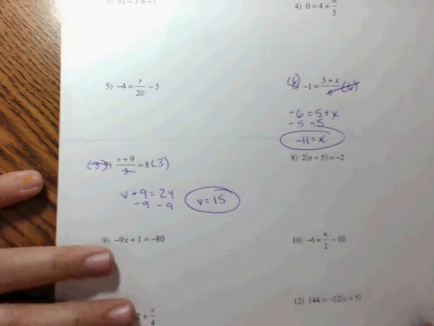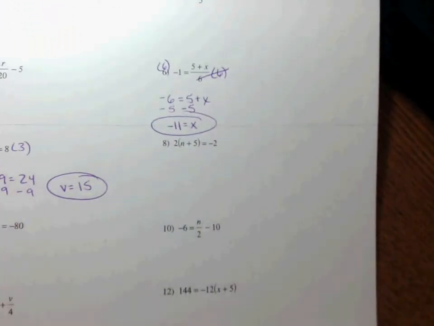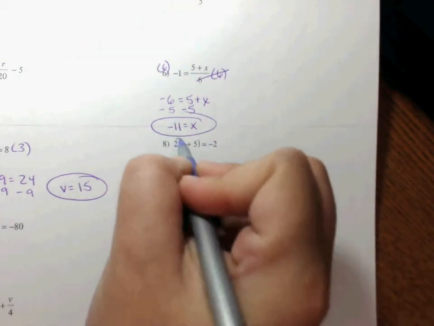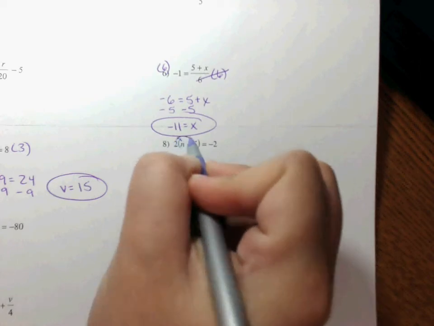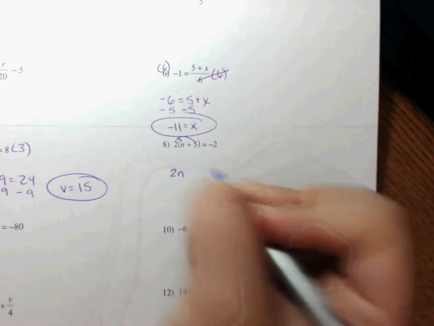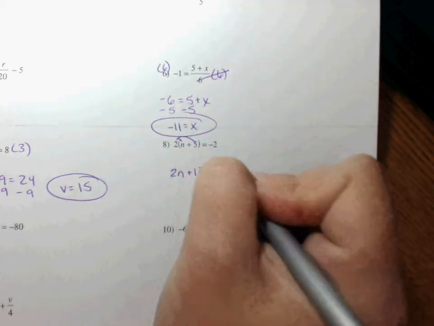Okay. On 8, does anyone know what this is called, where we have the number outside the parentheses? What do we do there? Okay, that is distributive property. We are going to distribute the 2. When the number is outside the parentheses here, we're going to multiply it times the first number, or the first variable, and the second number. So 2 times n will give us 2n. 2 times 5 is going to give us 10 equals negative 2.